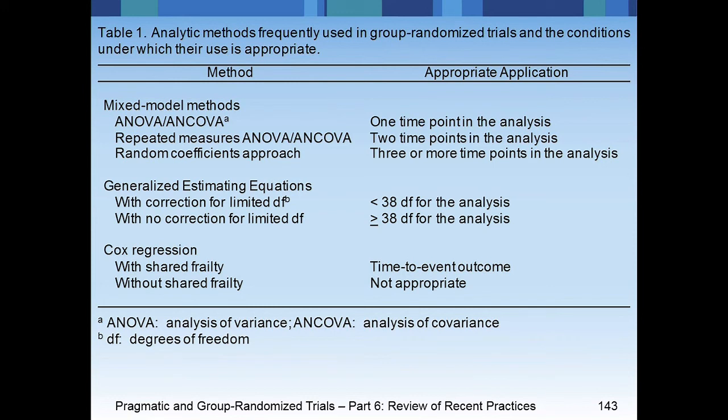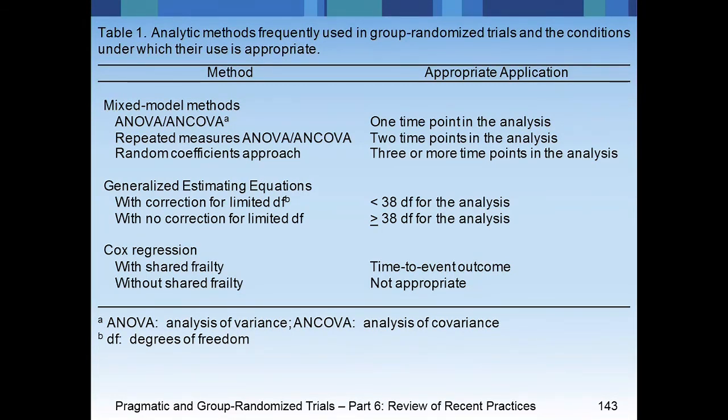These are the analytic methods that are often used in group randomized trials and the conditions in which they are appropriate. And we discuss this material in some of the earlier modules as part of this course. Mixed model regression methods are commonly used. Mixed model ANOVA and ANCOVA are appropriate if we only include a single time point in the analysis itself. So analysis of post-test data, for example, possibly adjusting for baseline, would qualify as that kind of analysis. You can use repeated measures ANOVA and ANCOVA mixed models when you have 2 time points in the analysis.